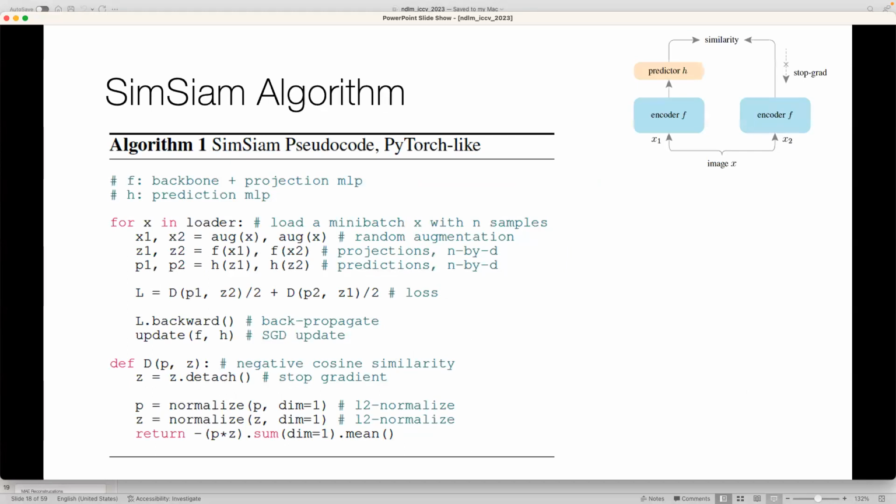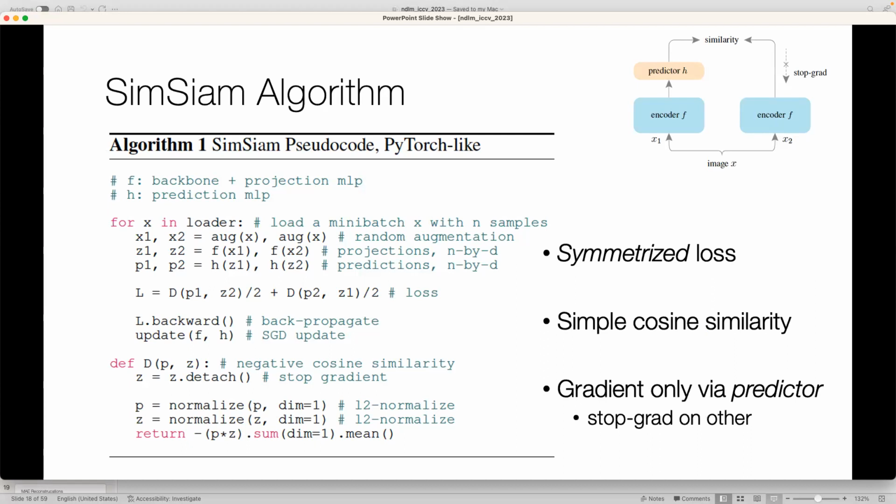And here is the SimSiam algorithm. I won't go into the details, but I would highlight that we use the symmetrized loss. The predictor is applied once on the left side, once on the right side, and the loss is computed twice. We use a simple cosine similarity, so the target is always 1. We want to maximize the cosine similarity there. And the gradient is only backpropagated through the predictor, and there's a stop gradient on the other side.